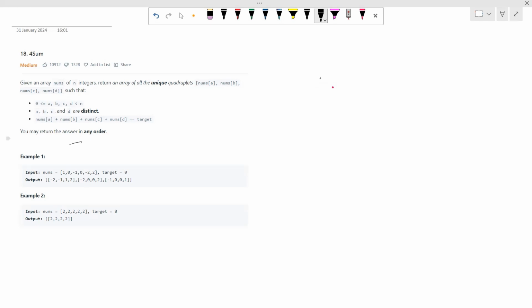So, what is our main target? Our main target is to find four numbers a, b, c, d such that their sum will be equal to target, right? This is our main goal. We need to find four numbers such that their sum will be equal to target.